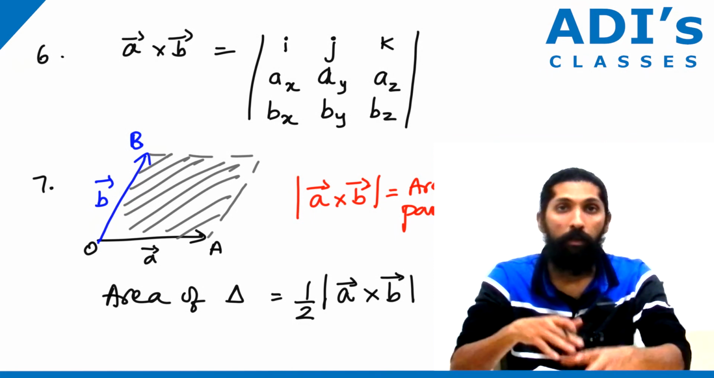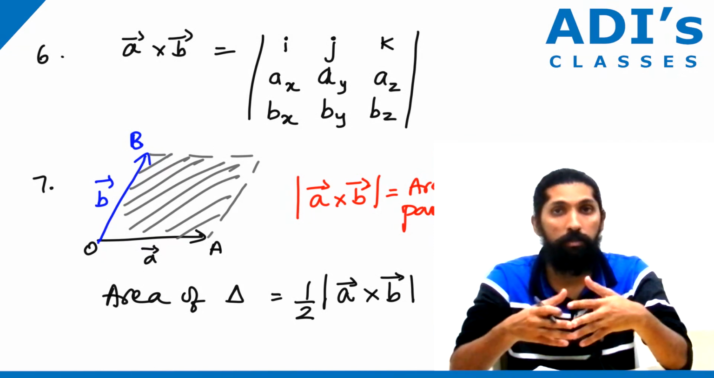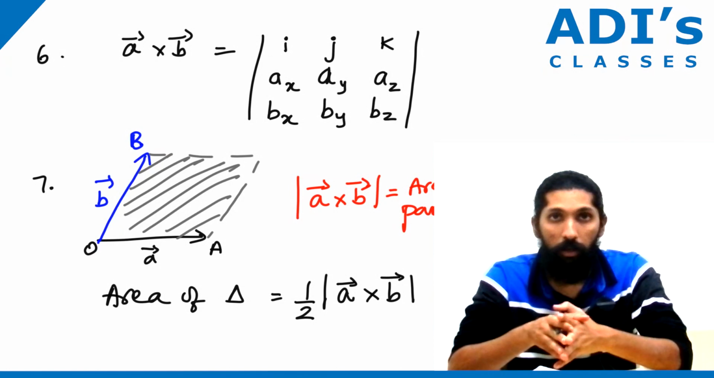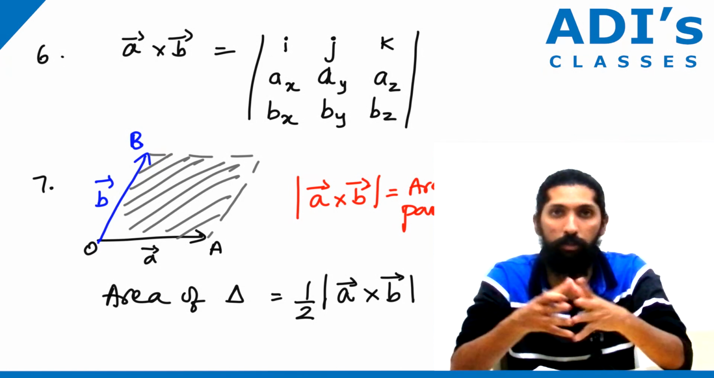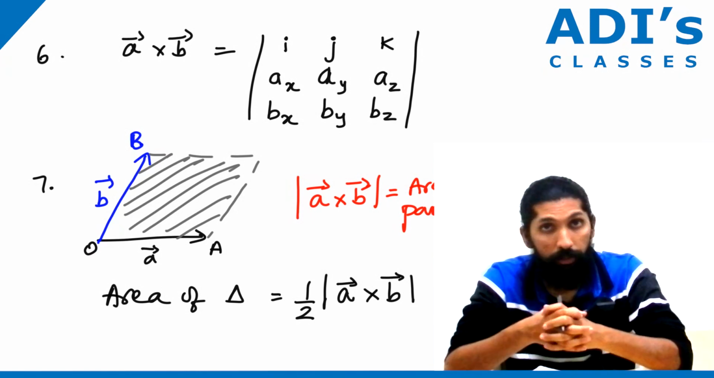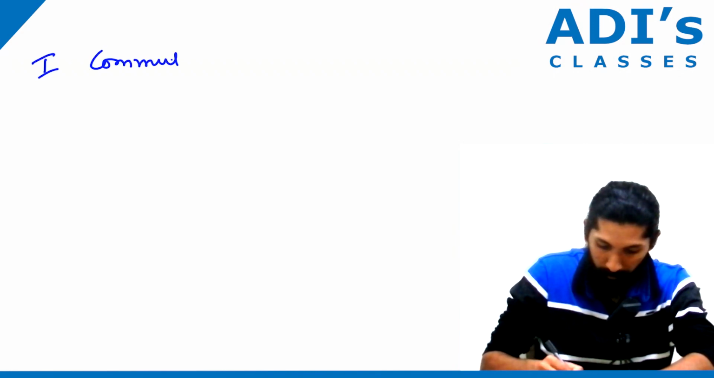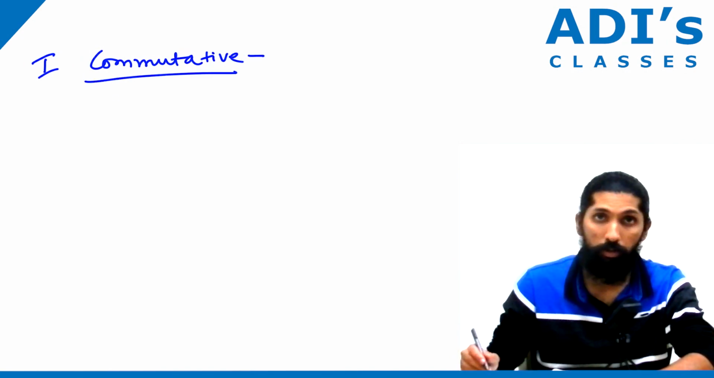Clear? Now that we have understood certain basic observations and basic properties of cross product, is it commutative? Is it associative? We're not going to talk about associative, but is it commutative? We'll look into those things now. First, a very important property: is it commutative or not? Answer is no, it's not.